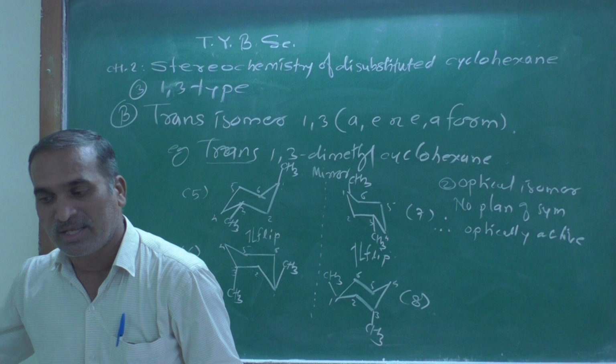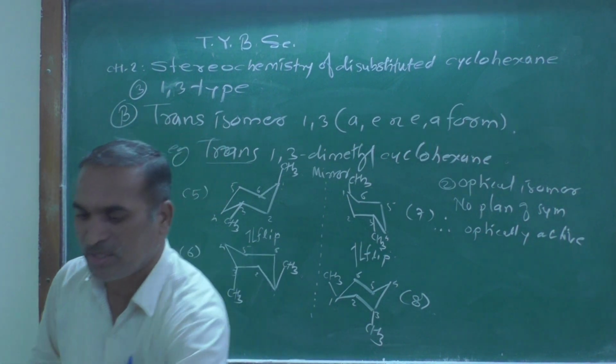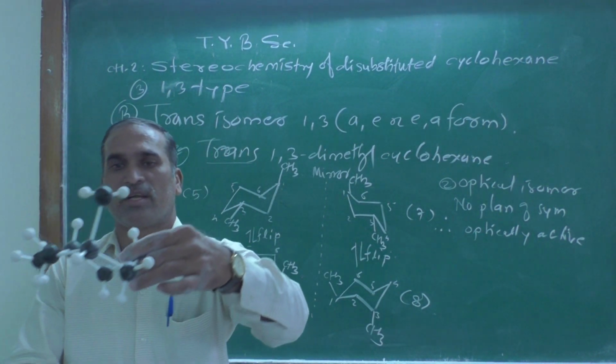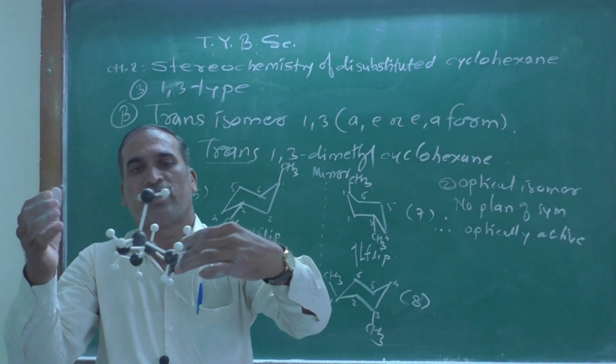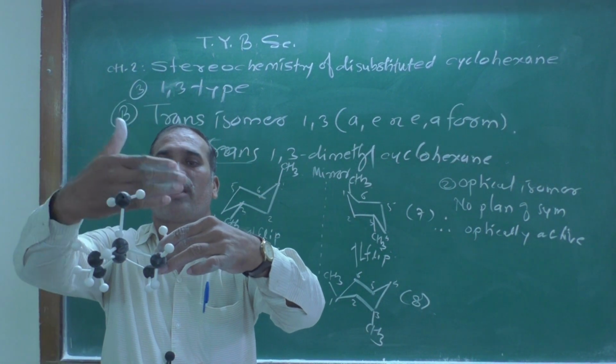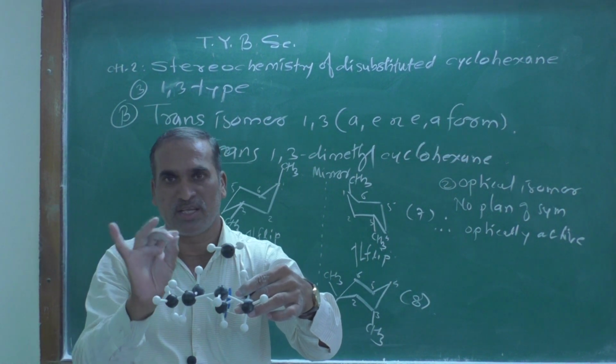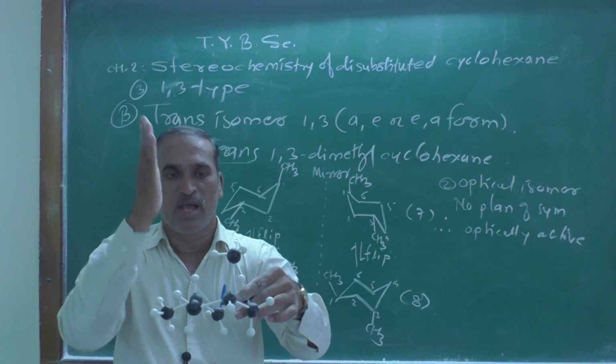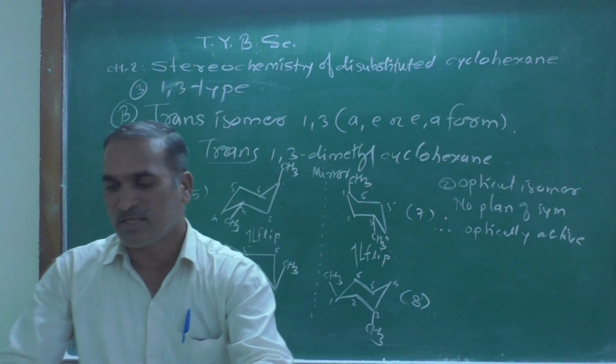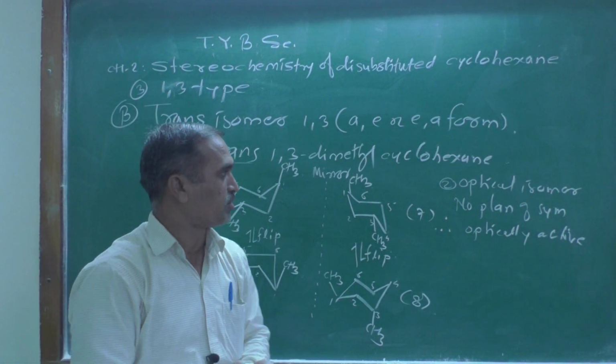Why is it optically active? Because there is no plane of symmetry. Look at the model here carefully. What do you see here? If you cut from here or here, you won't get any symmetry there. There is no plane of symmetry present, and therefore this molecule is optically inactive in nature.